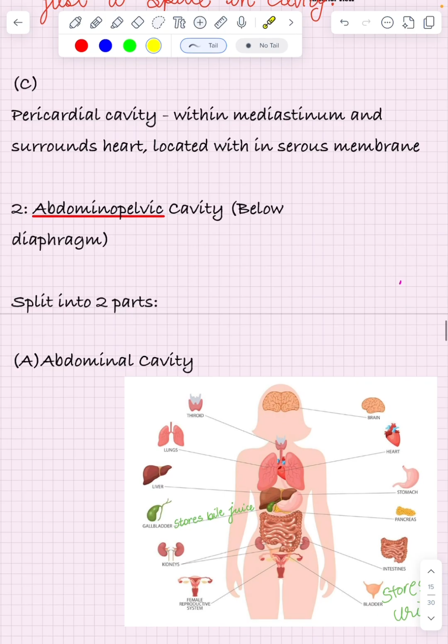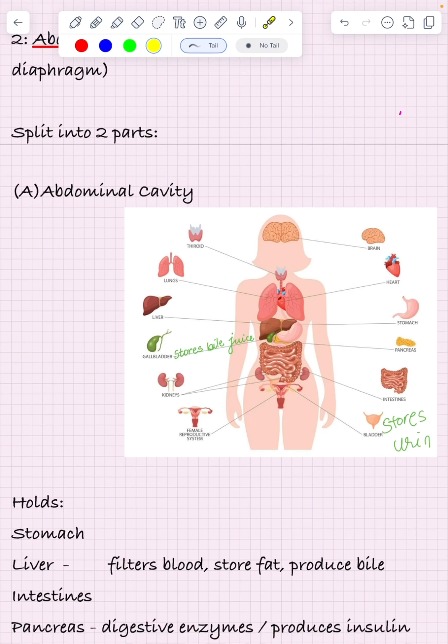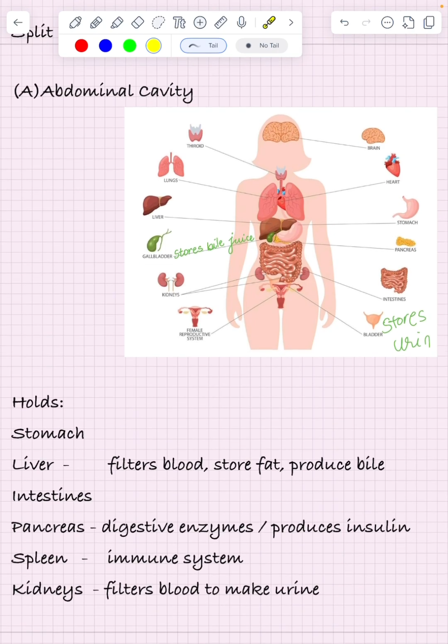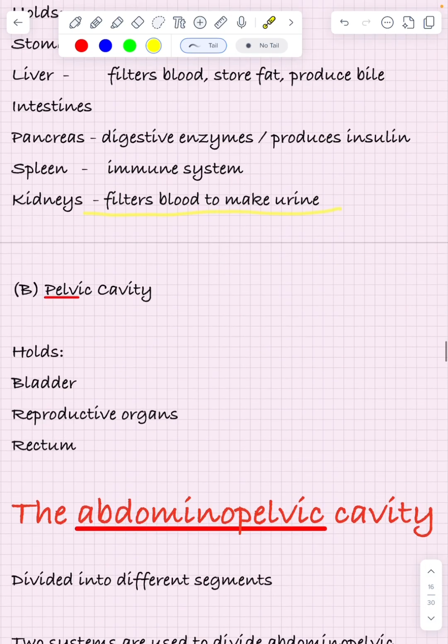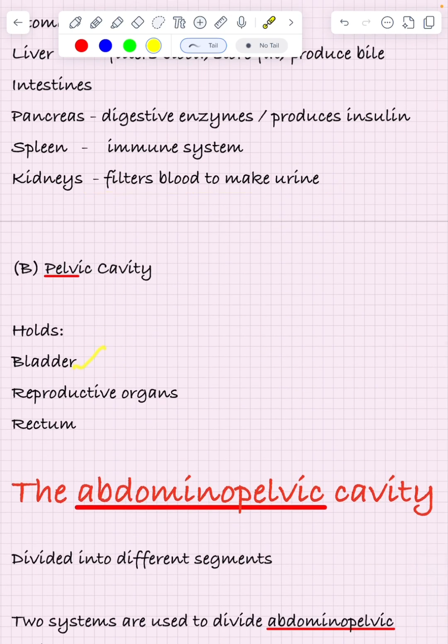Next, we're going to talk about the abdominal pelvic cavity. It's divided into abdominal cavity and the pelvic cavity. The abdominal cavity holds your stomach, liver, intestines, pancreas, spleen, and kidneys. Remember, the liver filters the blood, it stores fat, and it produces bile. The pancreas produces digestive enzymes, and it produces insulin. Spleen is for our immune system, and our kidneys filter blood to make urine. Our pelvic cavity holds our bladder, our reproductive organs, and our rectum.